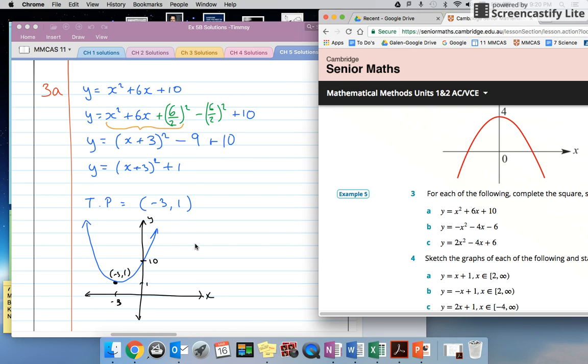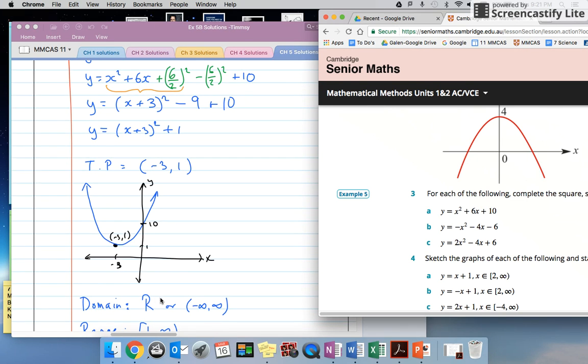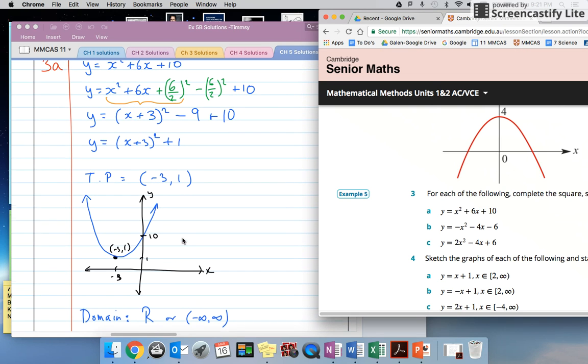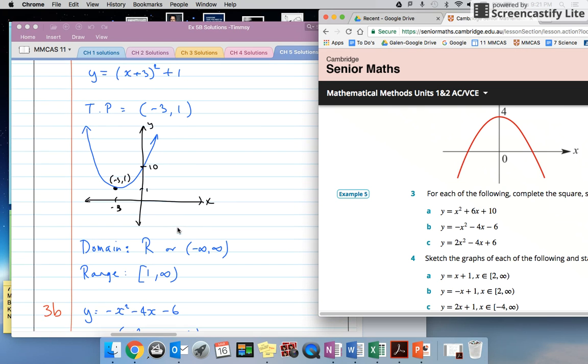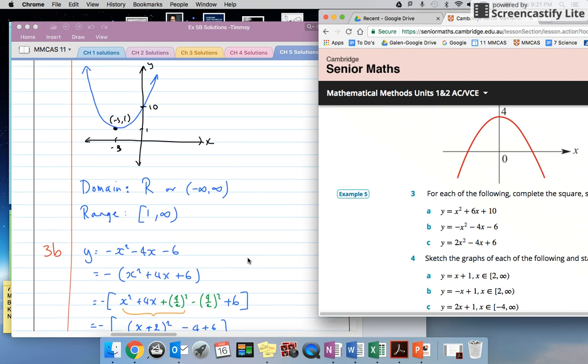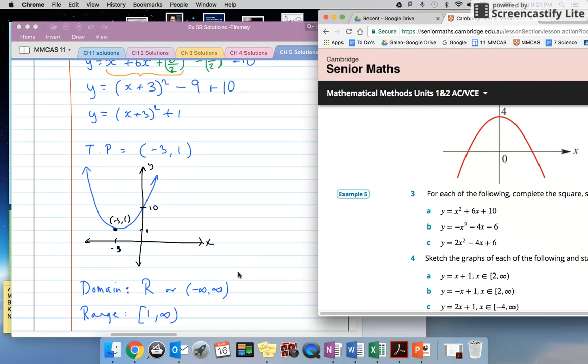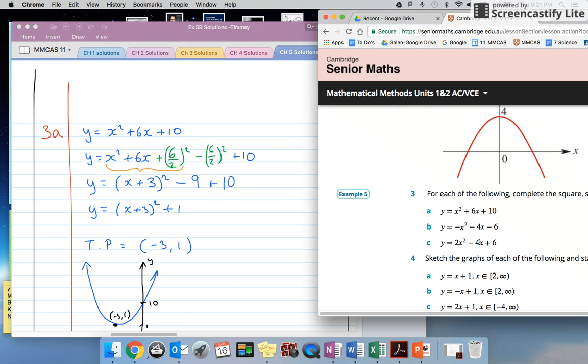Then I can put my domain and range in. If we think about what our domain is, all our x values, they go that way, so it's going to be over the real number plane, or negative infinity to infinity. So what is my range? My range is going to be from 1 all the way up, so it includes 1. Once again, completing the square. I'm not going to show you the solutions to that one.